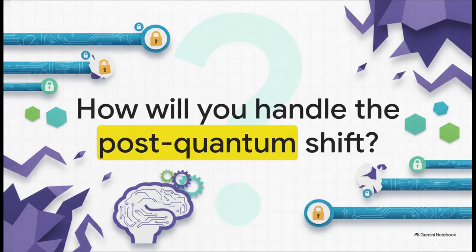So I want to leave you with this provocative thought. As AI continues to drive this completely unprecedented demand for confidential encrypted analytics, how will your infrastructure actually handle the post-quantum shift without getting crushed under the weight of dual pipeline costs? It's a critical question and something you definitely need to evaluate for your own system's roadmap.